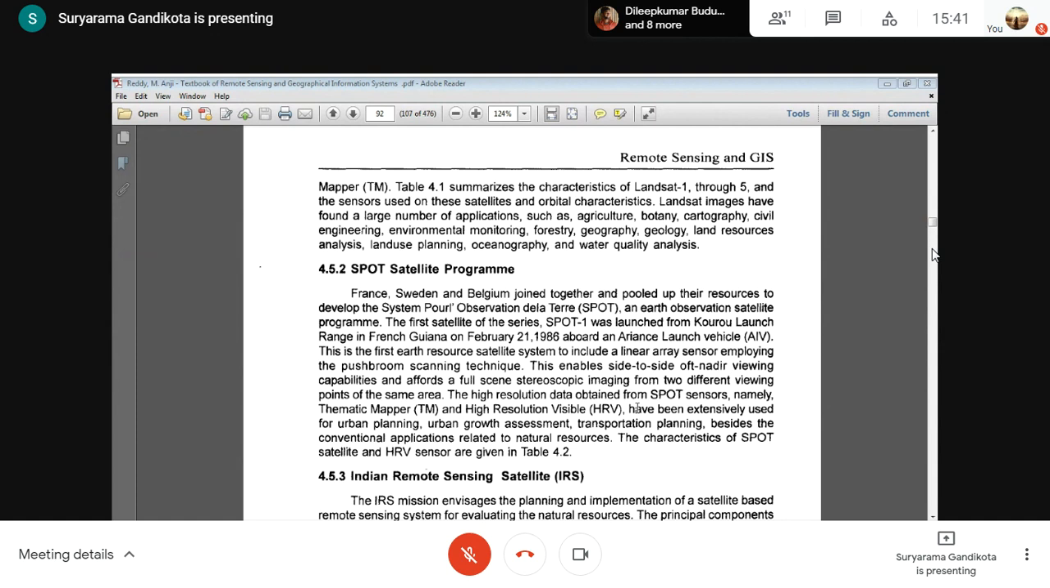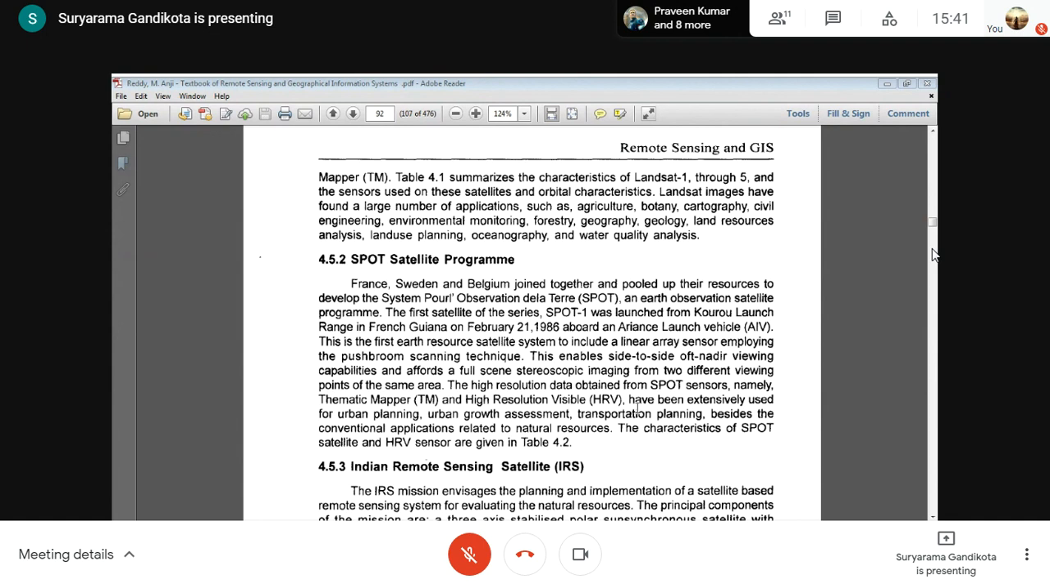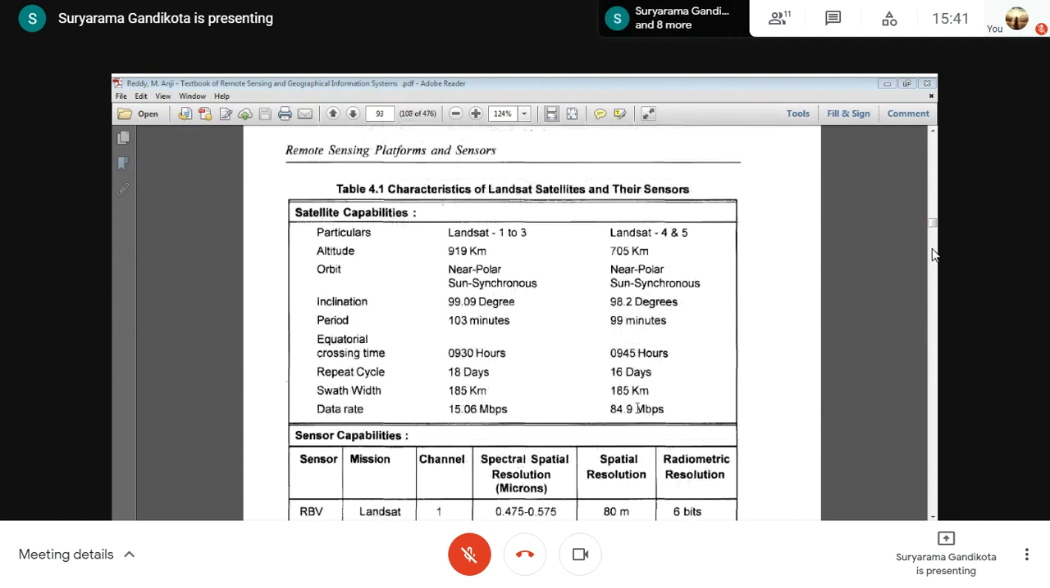Here the characteristics of the SPOT satellite and HRV sensors are given in table 4.2. This is table 4.1. The characteristics of Landsat satellites and their sensors are given here.